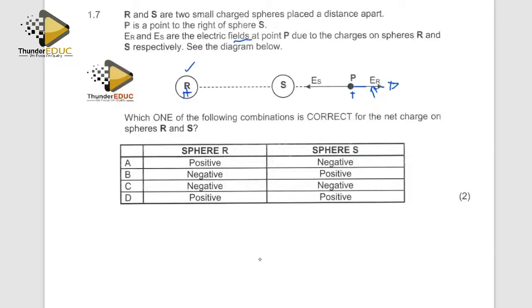So if that's a positive, this one must also be a positive. And then when I look at S, it's moving in this direction, so S must also be moving that direction, which is attraction. So that is going to be a negative. So if S is a negative and R is a positive, which option do we have in that case? It's saying R is positive, S is negative. So option A is what I'm going with.